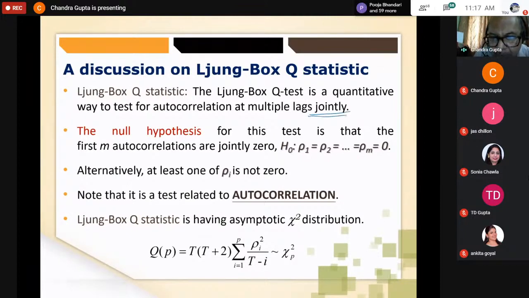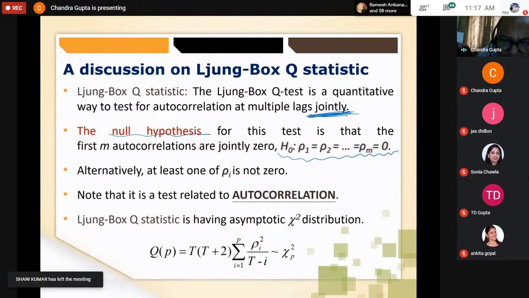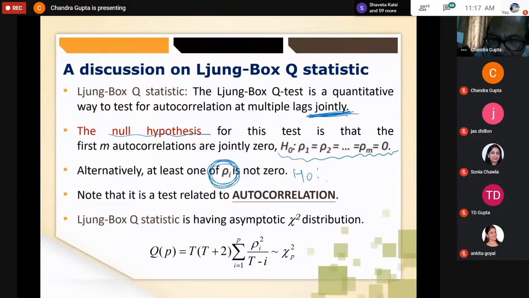It's a joint hypothesis. Please understand that. And that joint hypothesis has the null that all autocorrelations up to lag M are equal to 0. Alternatively, at least one of the autocorrelations is not equal to 0. I repeat, H naught: autocorrelation 1 equals autocorrelation 2 equals autocorrelation 3 equals 0. That's my null hypothesis. The alternative is that at least one of them is not equal to 0.